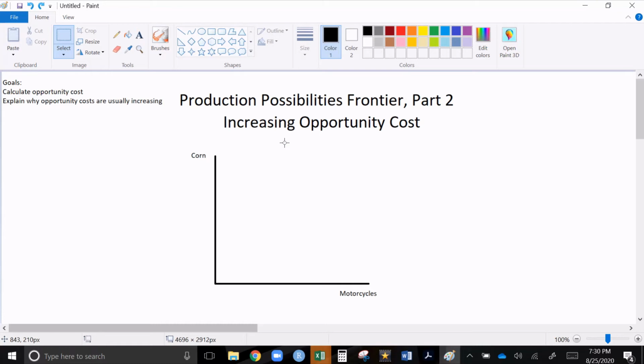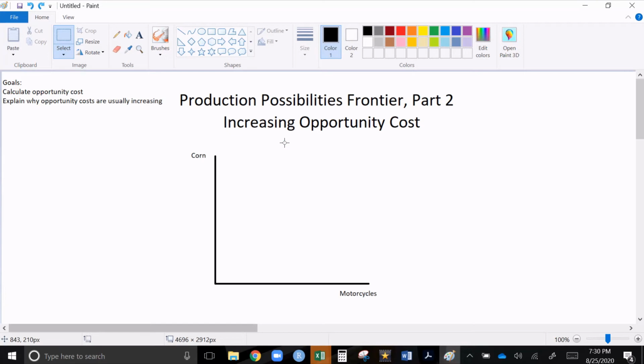Now, if you don't know what a PPF, Production Possibilities Frontier, is, or if you forget what opportunity cost is, go watch part 1 first. It's pretty short, but without that knowledge, a lot of what I'm going to say here isn't going to make much sense. So, in part 1, I did a PPF with a 1-to-1 trade-off and a straight line between them.